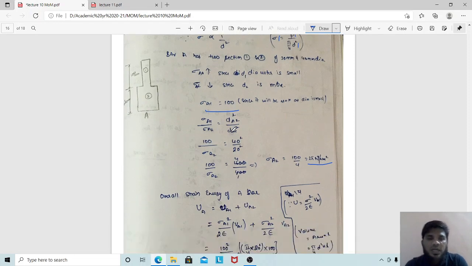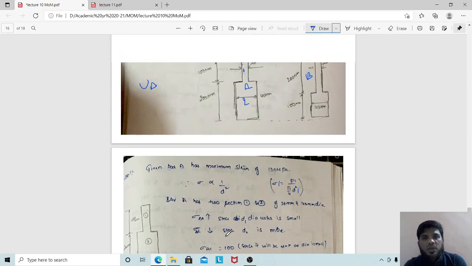Based on that, we are going to calculate the overall energy for part A. That is UA is equal to UA1 plus UA2, that is sigma square by 2E into VA1 plus sigma square by 2E into VA2. So substitute sigma A square is equal to 100. The E value they have given in the problem. You can check out the problem.